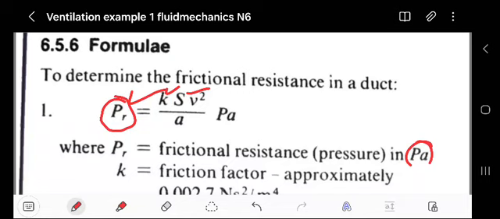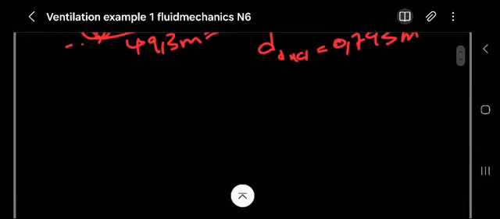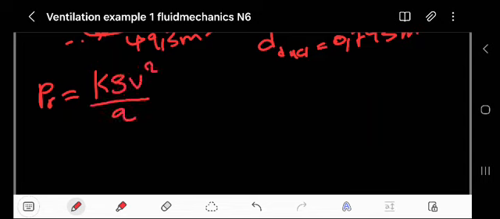I said PR is the pressure. So the formula that we'll use: pressure PR is equal to K S V squared over A. Here K is our coefficient as we are given, and S is the rubbing surface. How to calculate S: it's the perimeter multiplied by the length.